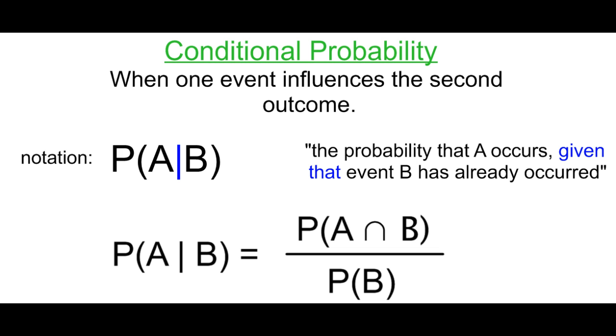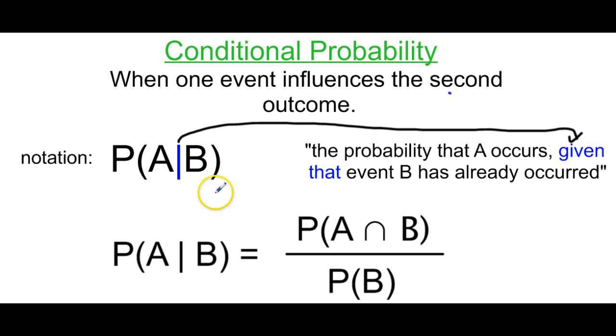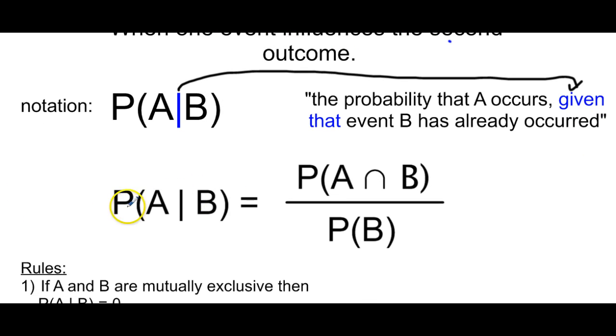So conditional probability is when one event influences the second outcome. It's very important that you understand this concept because when you see this notation in a question, this line right here, you need to understand this formula. This is read: the probability of A given B, given that B has already happened. The formula is: probability of A given B is equal to the probability of A intersect B divided by the probability of B.